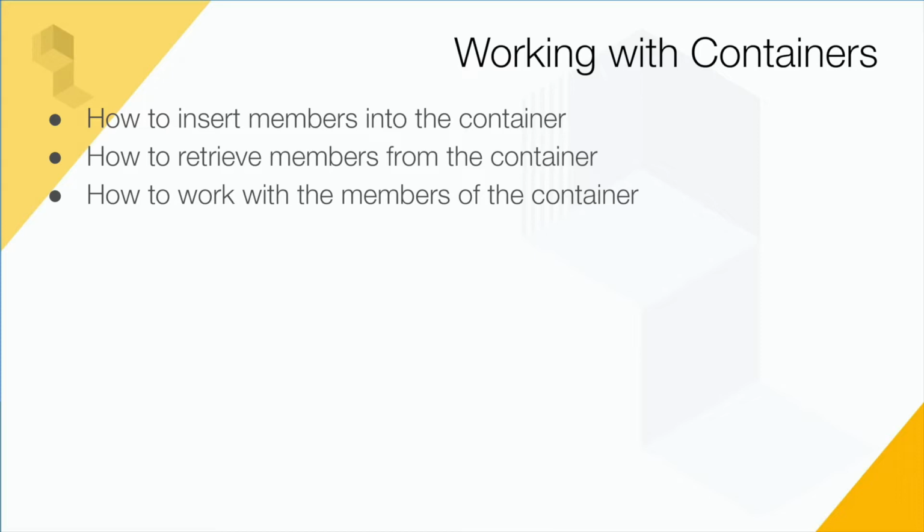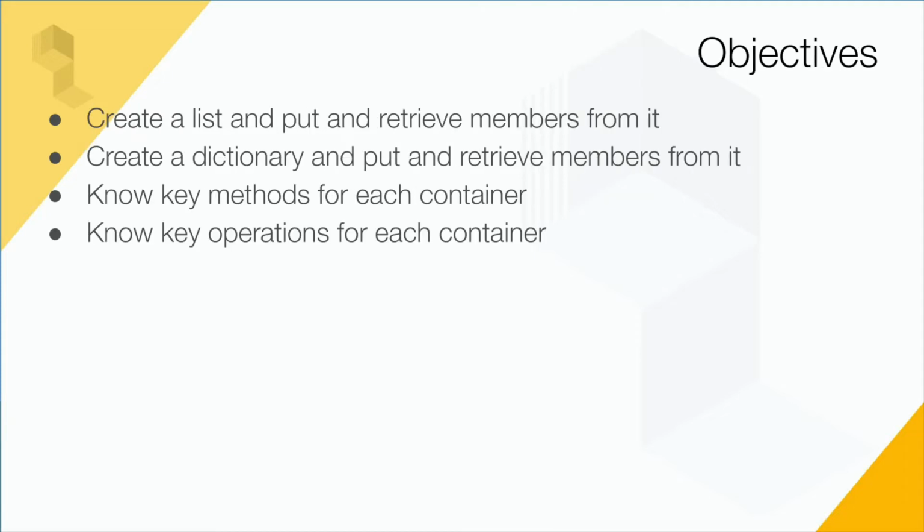Once we've solved these fundamental problems, we need to solve a third problem. Problem 3, how to work with the members of the container. We'll see some answers to this last question in our final section on constructs, but some container-only operations are essential to working with them. By the end of this section, you should be able to create a list and put and retrieve members from it, create a dictionary and put and receive members from it, know the key methods for each container, and know key operations for each container.